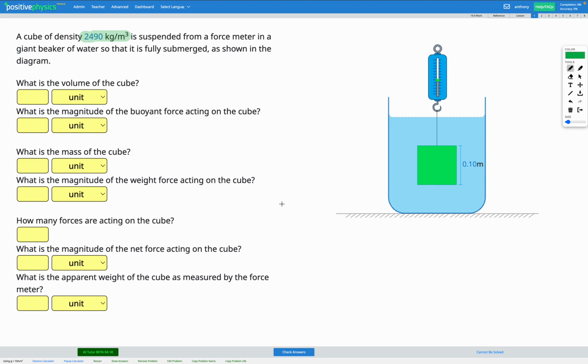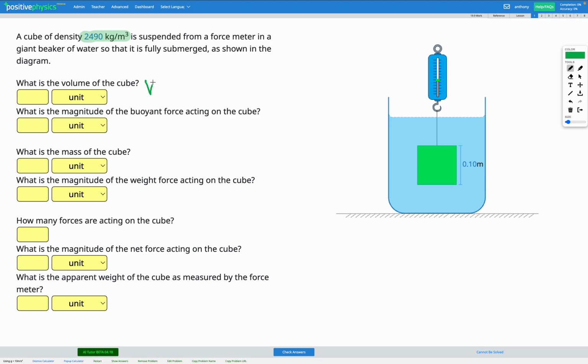Okay, so our eventual goal is going to be figuring out the apparent weight of the cube as measured by the force meter. So to figure out whatever value our force meter will be reading. Okay, so let's go through the steps we've been given here. First, we're going to figure out the volume of the cube.